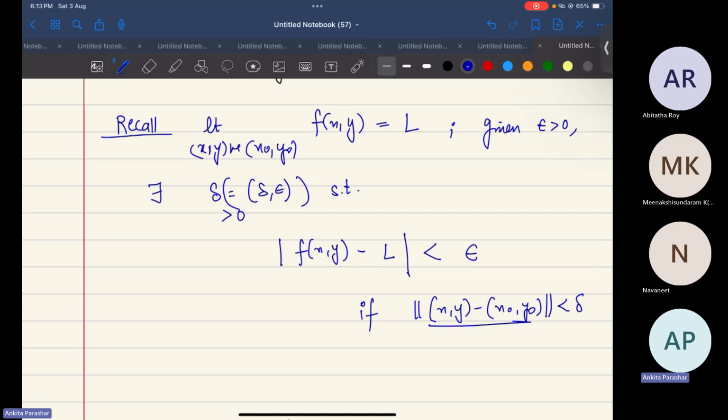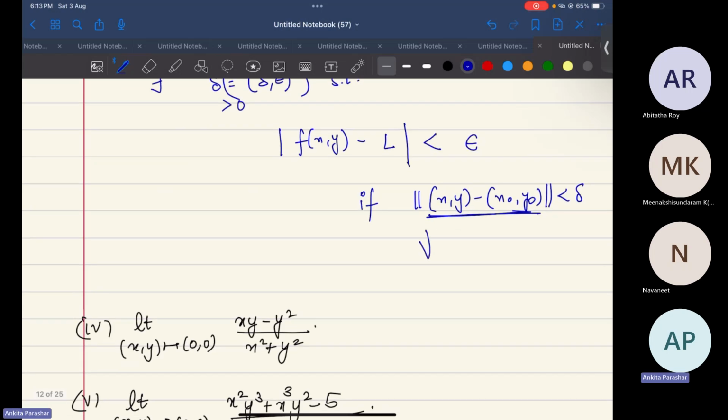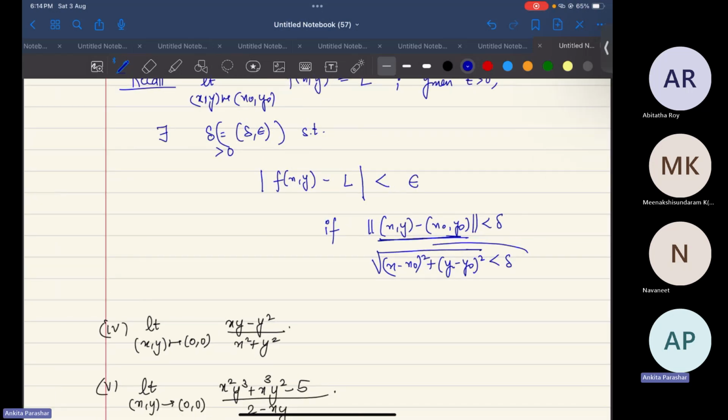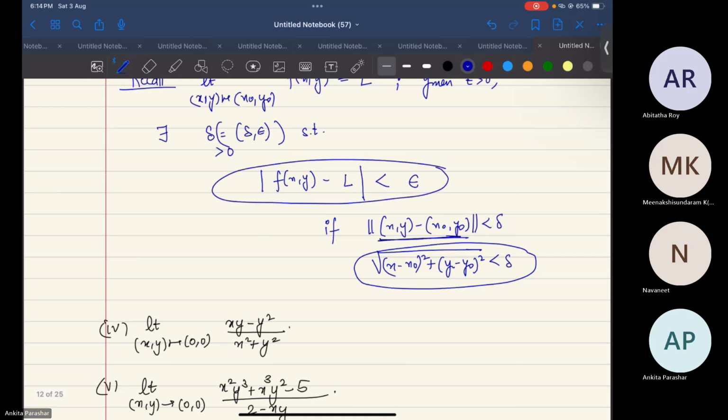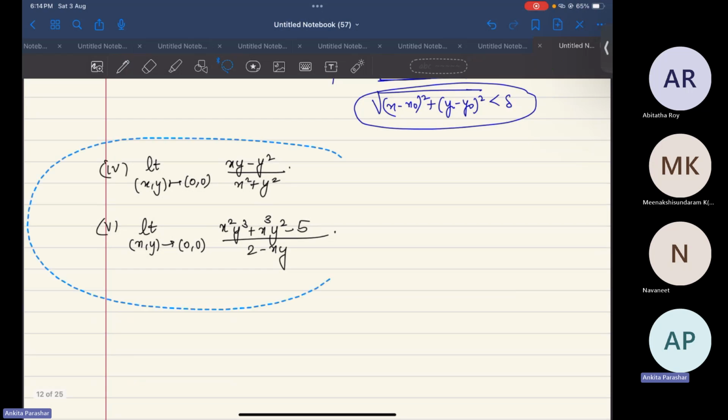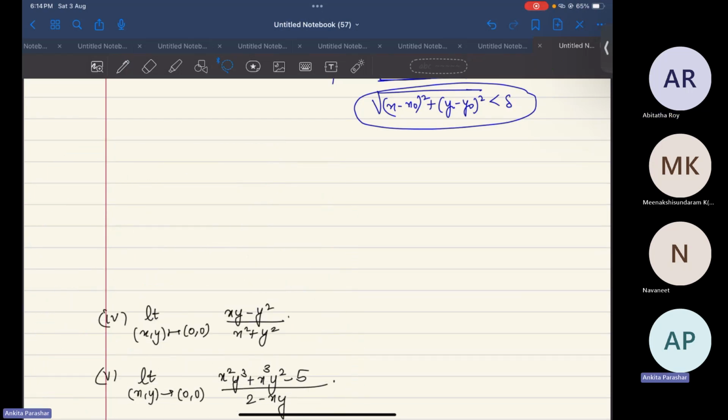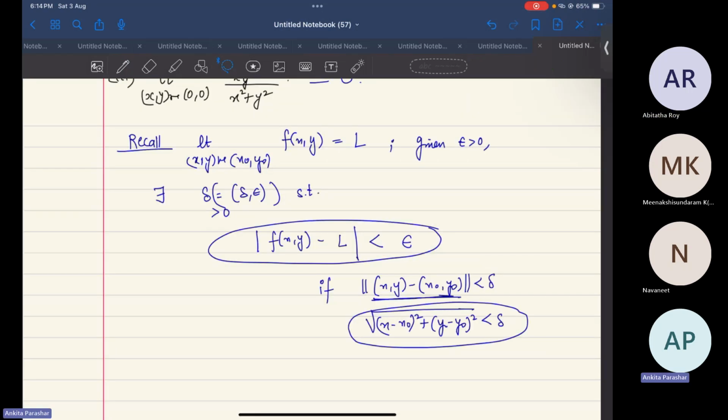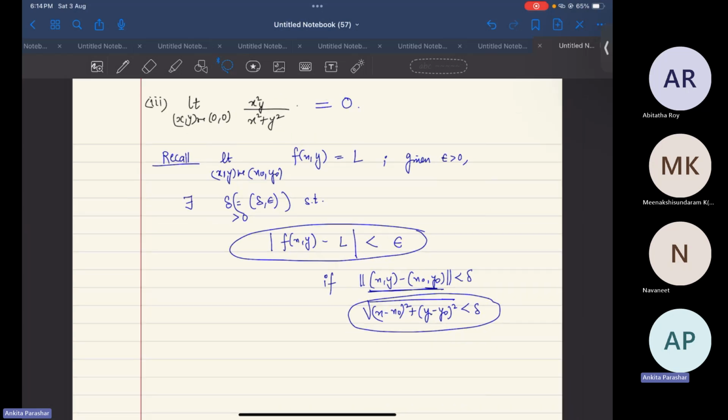But how do you find the distance? It is just simply the square root of (x minus x naught) square plus (y minus y naught) square. So what do you have to do? Whenever this term is less than delta, you have to prove that this term is less than epsilon. Yeah? So let's prove this. Since you know the limit has to be 0, this is your guess. Let's prove whether this is true or not.